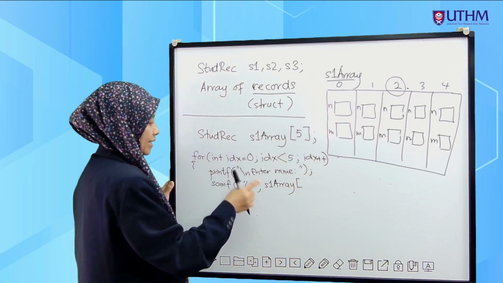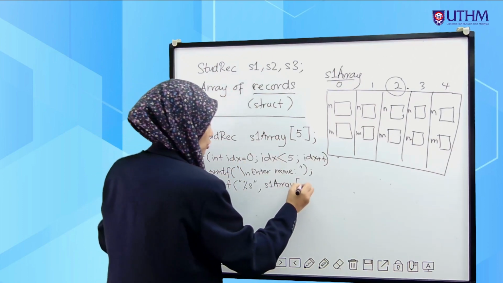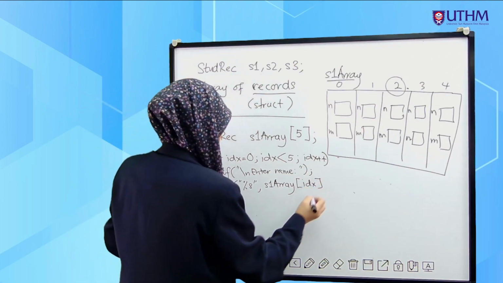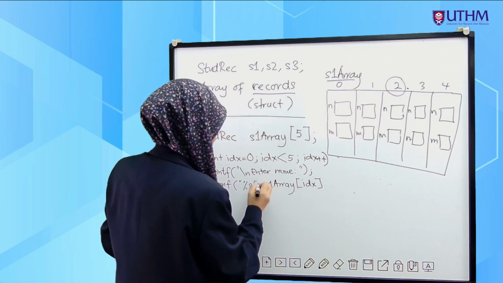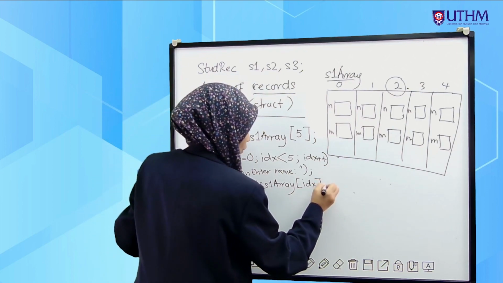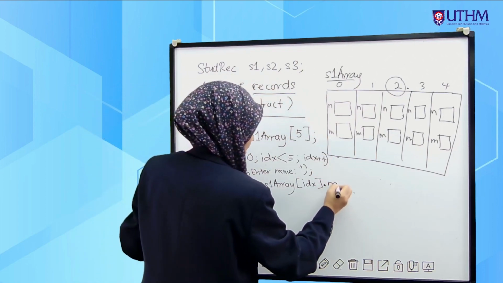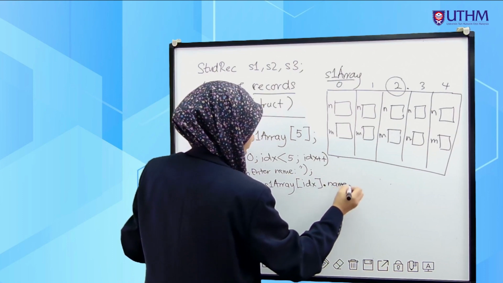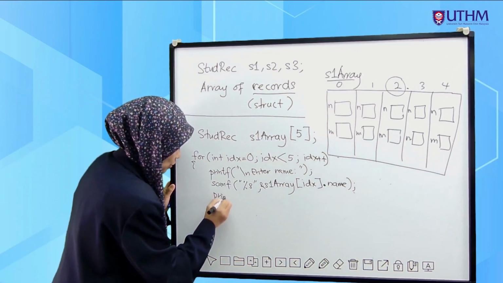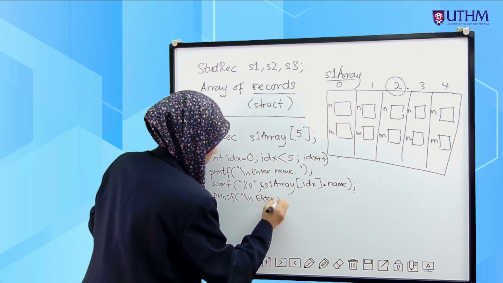And for every index, remember that index here will keep track of the value from 0 until 4. So here you should have index. Remember to include the address operator as well. And we have to specify which member we are targeting, in this case the member is name.